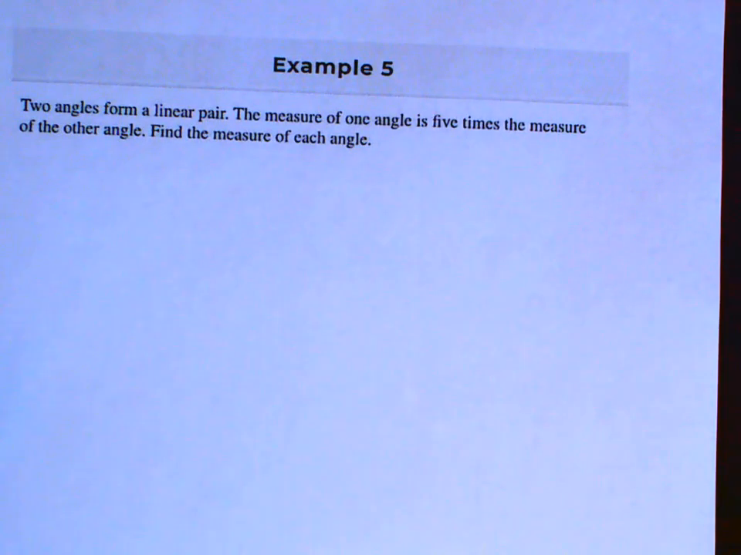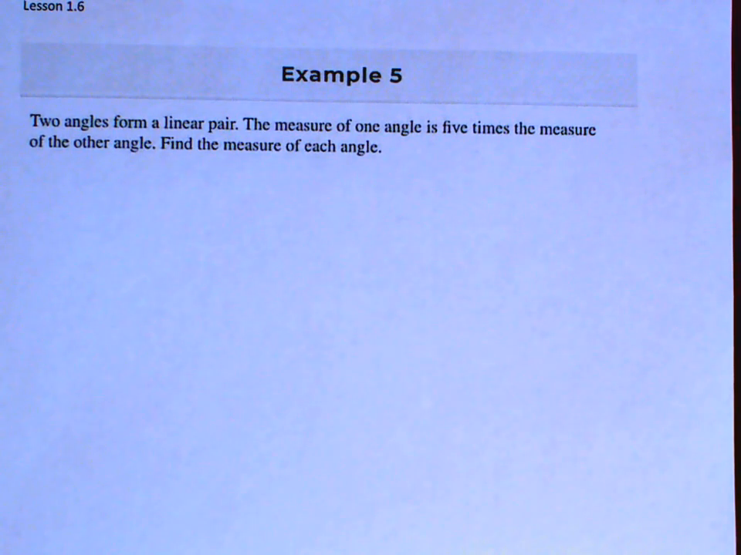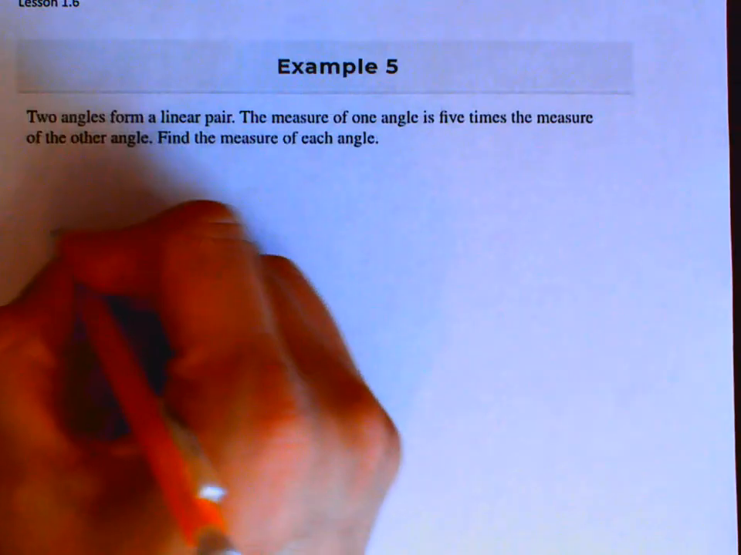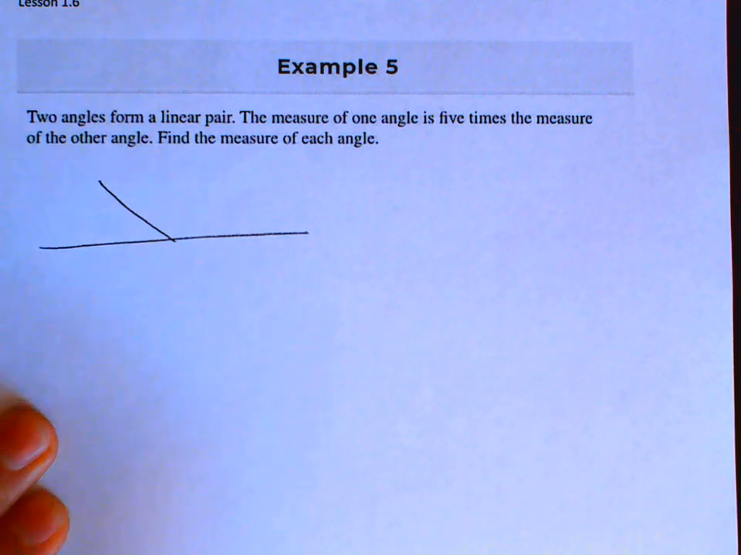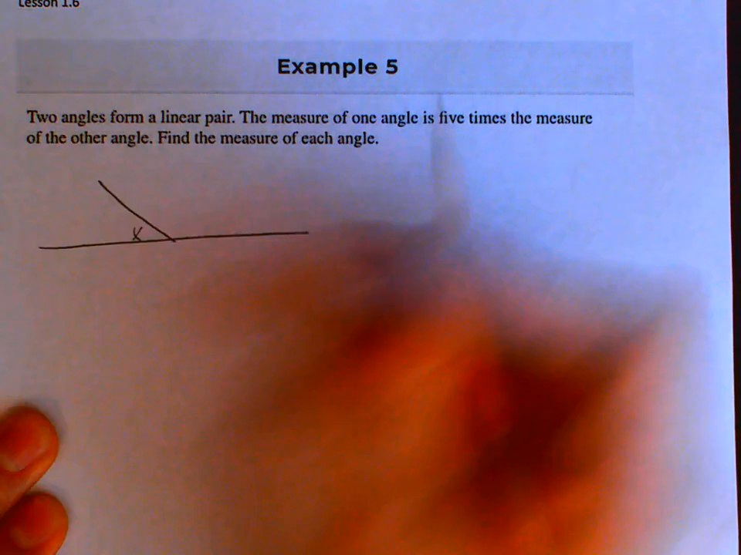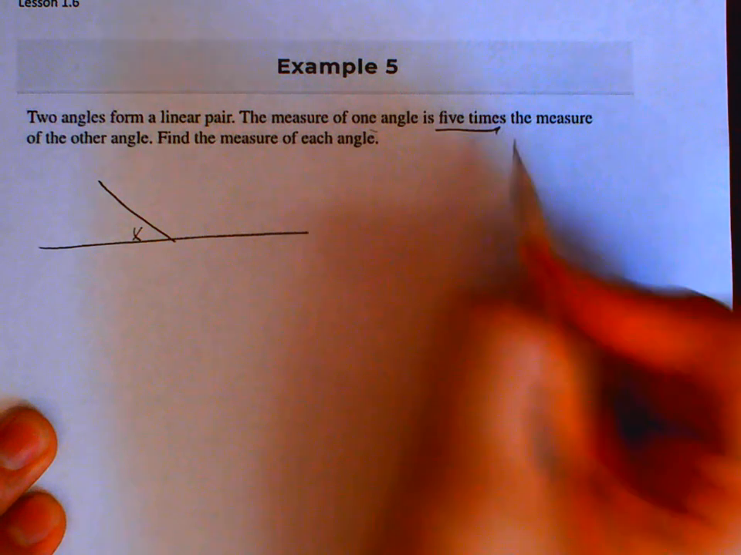All right. Last one. Last one's going to be probably a little confusing because there's a lot of wording to it and you have to interpret what it says. It says two angles form a linear pair. The measure of one angle is 5 times the measure of the other. Find the measure of each angle. Now think about this. If you were to make a diagram out of this, you have two angles. This one, you don't know how much it is, but they do tell you that the measure of one angle is 5 times the measure of the other.